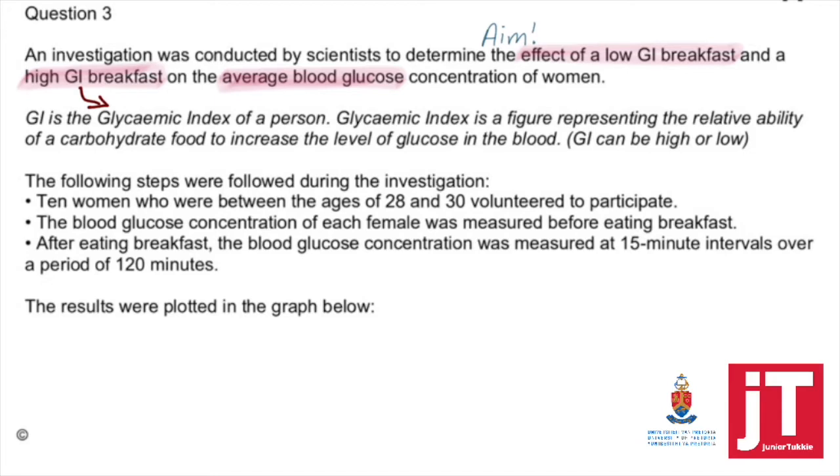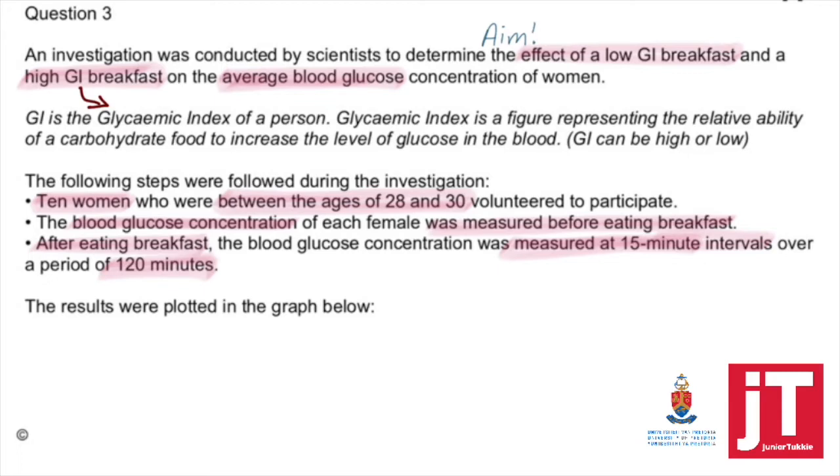If we look at the steps that were followed in this investigation, we see that there were 10 women between the ages of 28 and 30, and they were volunteers to participate in this investigation. So we've got 10 women, and they were all between the ages of 28 and 30. So there are interesting parameters for this investigation as well. The next point, the blood glucose concentration of each female was measured before eating breakfast. Okay, so there we've got a baseline measurement for blood glucose concentration. Then the next point, after the breakfast, blood glucose concentration was measured again, but not only once, but every 15 minutes over a period of 120 minutes.